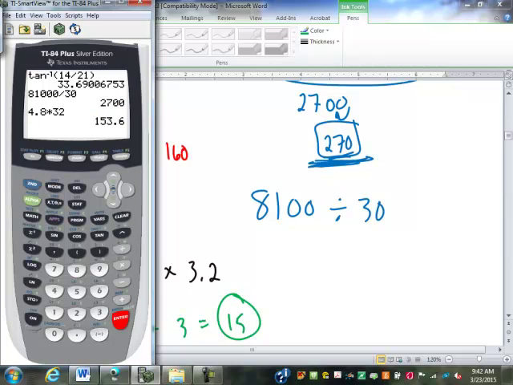153 is not a reasonable answer no matter how you look at that as an estimate. But I see it all the time. People punch in their calculator, that decimal point doesn't register, they don't catch it, they write it down, they make a stupid mistake.